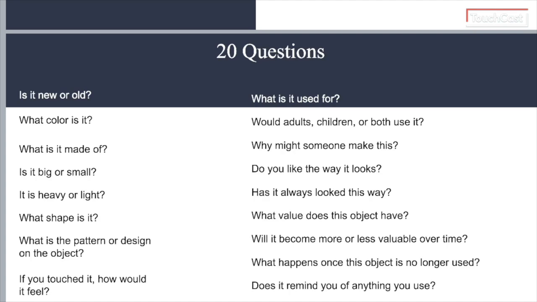So for example, what is it made out of? For the object that we're looking at, the answer might be silk or some sort of silky material, because the students would have noticed and touched the object and seen that it does feel smooth to the touch. Or, has it always looked this way? Students might say no, because some of the fabric has faded over time. So just like we do with the written text, we want our students to justify their conclusions with evidence.